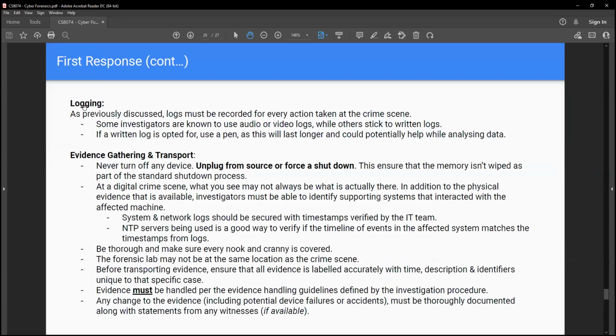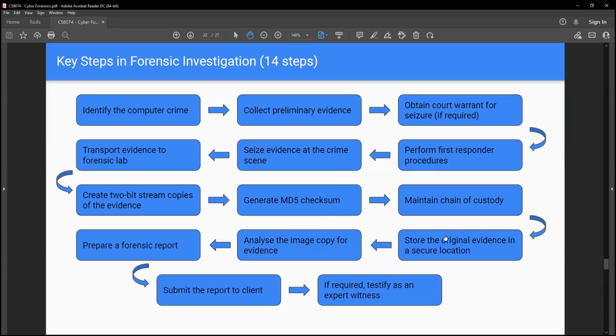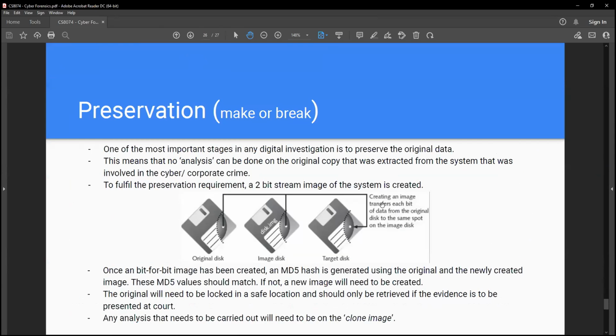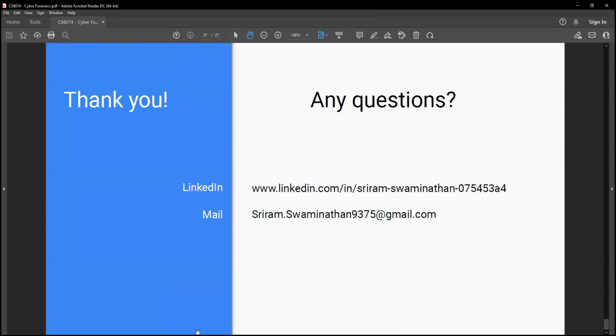There are a few more steps. So I've covered up until here. But there's going to be: analyze the image copy for evidence, prepare a forensic report, submit the report to the client and or court, and if required, testify as an expert witness. But all of these, as I understand, will be covered in upcoming modules. So for me, I believe that is all.